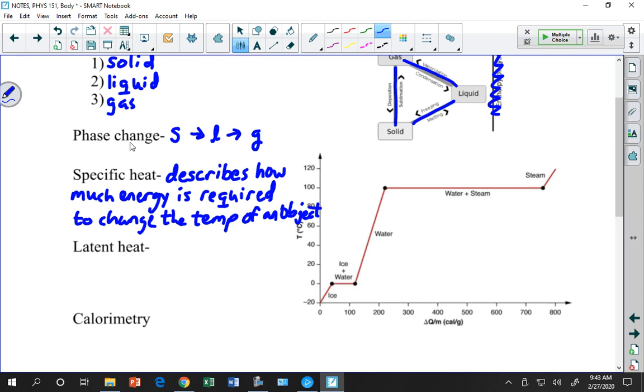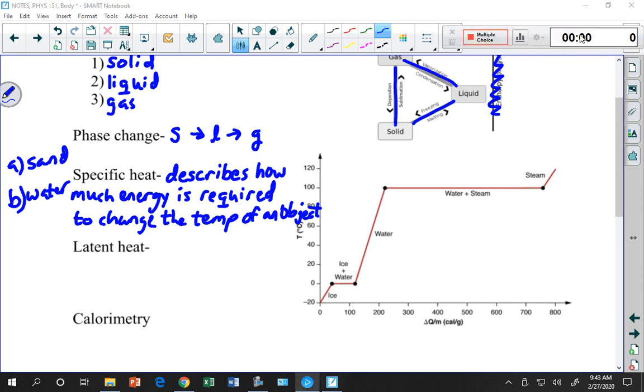What do you think has a higher specific heat? You ever been to the beach? Okay. So what do you think has a higher specific heat? Sand or water? Let's do this quicker question. Which has a higher specific heat, sand or water?